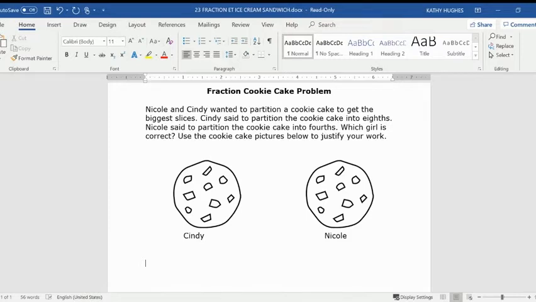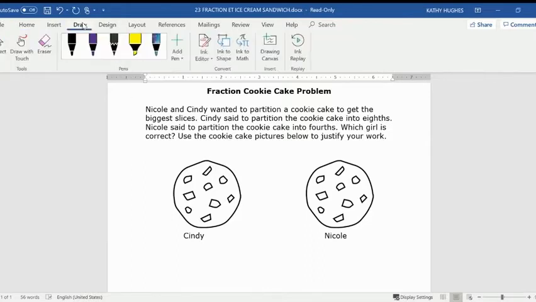Okay, the second time around that I'm going to be reading, I'm also going to be circling important information. Here we go. Nicole and Cindy wanted to partition a cookie cake to get the biggest slices. So I'm going to circle biggest slices, because that's going to be something important in this problem.